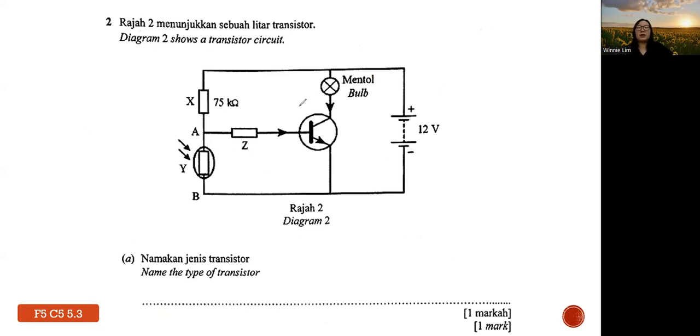I will tell the students how we identify it. We look at the arrowhead on the emitter. Current always flows from positive to negative. The base is always different from the other two legs. So it's an NPN transistor, and you just write NPN transistor.